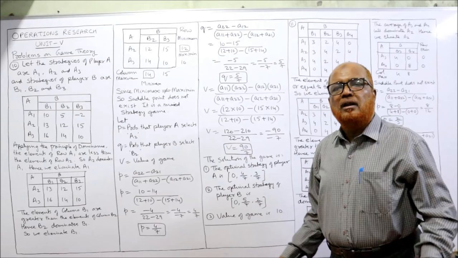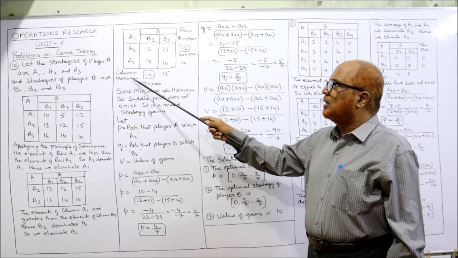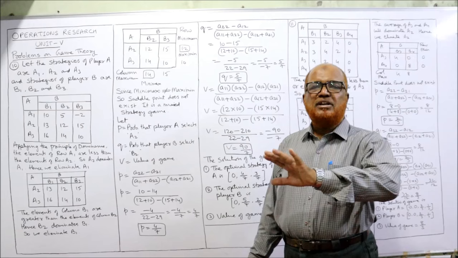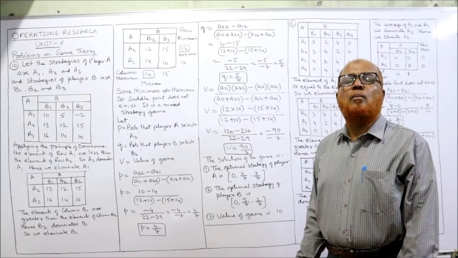Now we calculate row minimum, column maximum. Row minimum 12, here 10. What is the maximum among this 12 and 10? 12. So this is called maximin. Column maximum. The column maximum is 14, 15. What is the minimum here? 14. Minimax. Minimax 14, maximin 12. Maximin is not equal to minimax, so saddle point does not exist. It's a mixed strategy game, where we will find out the probability.